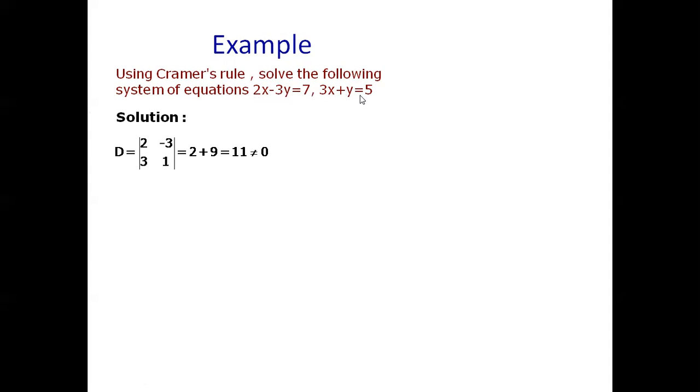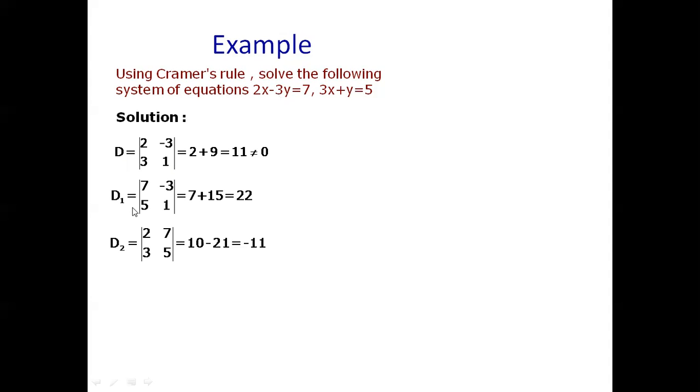Look here. D is nothing but what? 2, minus 3, 3, 1. Then cross multiplication is 2 into 1, 2. 3 into minus 3 is minus 9, and minus minus becomes plus 9. So 2 plus 9 is 11.